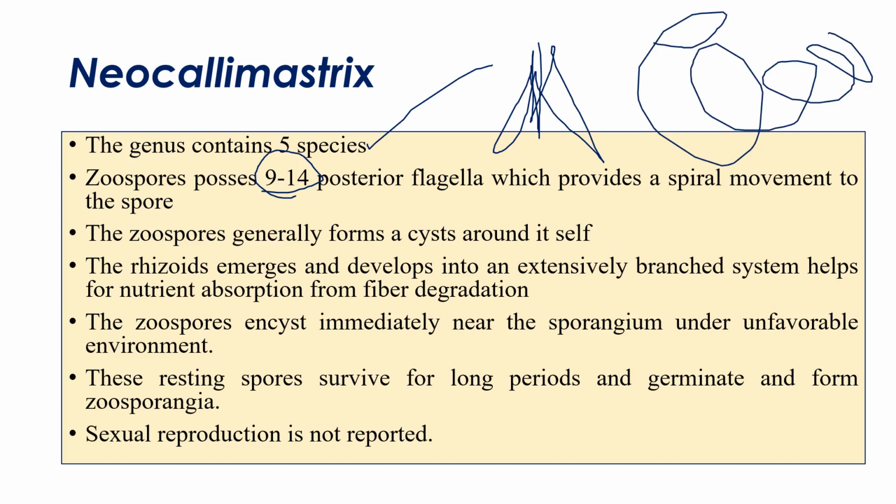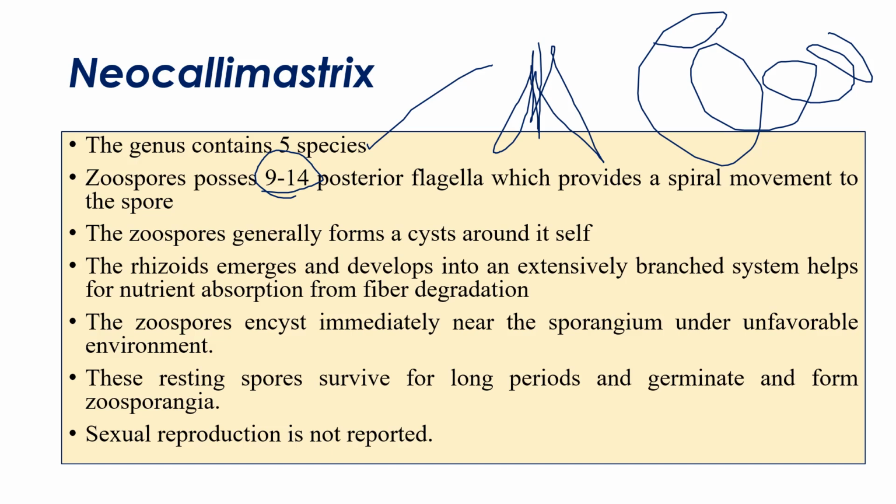It's simply like, I would say, a jellyfish, which has multiple leg-like things. I cannot say leg, I don't know what it is called, but having multiple flagella in the posterior direction provides a spiral movement for this, right? Generally these zoospores form a cyst around themselves. That is also one of the important points.